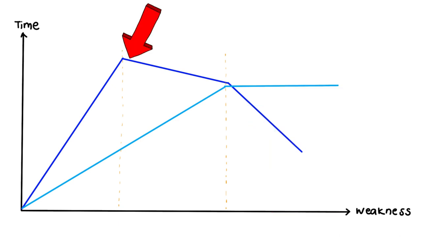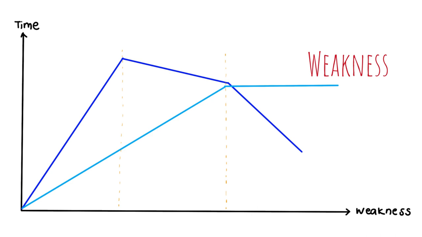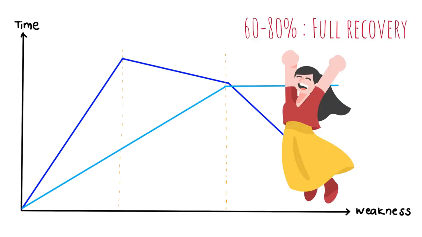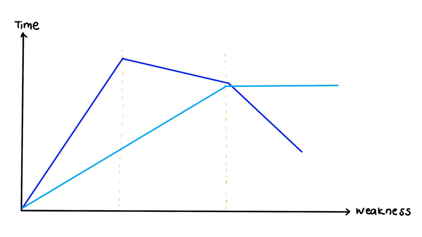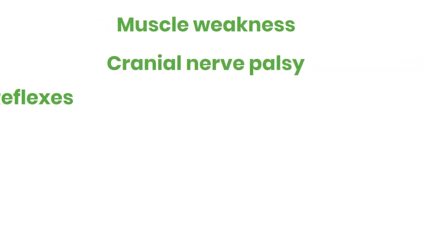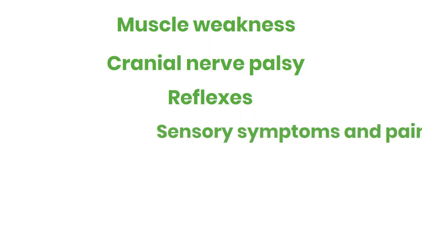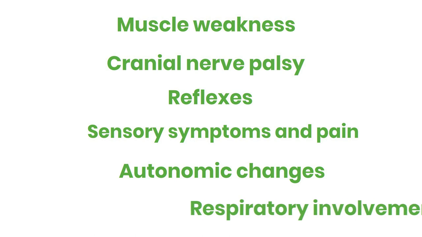Symptoms will peak within 2 to 4 weeks and fortunately most people will eventually recover. However, after the recovery, some people will still continue to have some degree of weakness. Around 60 to 80% of the patients will have complete resolution, while 20% of them can develop respiratory failure. So when we are talking about their symptoms, they have muscle weakness, they can have cranial nerve lesions, they can have abnormalities in their reflexes, sensory symptoms and pain, autonomic changes, and respiratory involvement.